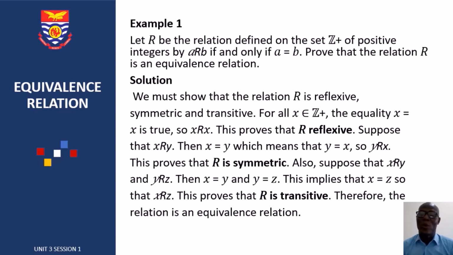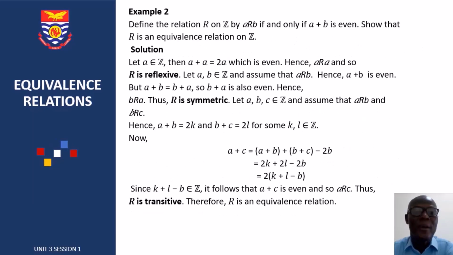If x is related to y and y is related to z, then we can say that x is equal to y and y is equal to z. If x is the same as y and y is z, then we can say x is equal to z. So, by the relation given, x is related to z, and this proves that the relation is transitive. Now, since the relation meets all these conditions, the relation is reflexive, symmetric, and transitive. Therefore, we can say that the relation is an equivalence relation.